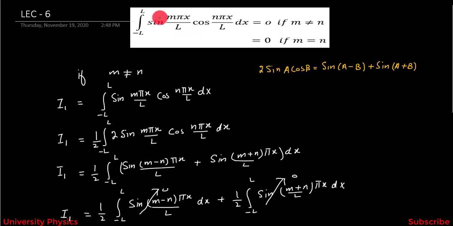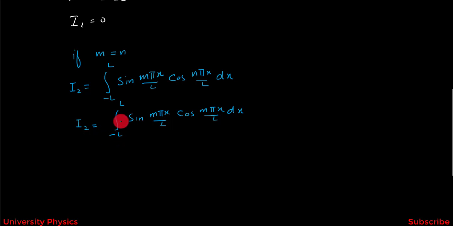Now we have to show that this integration is equal to 0 if m is equal to n. For this, I suppose that this integration is I2 when m is equal to n. Here in this case m is equal to n, so I put n equal to m. After putting, we get I2 is equal to the integral from -L to +L of sin(mπx/L) cos(mπx/L) dx.